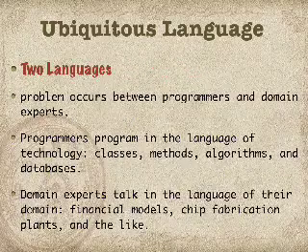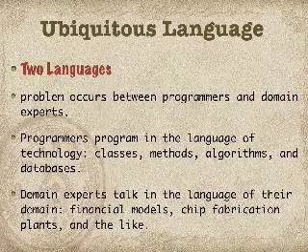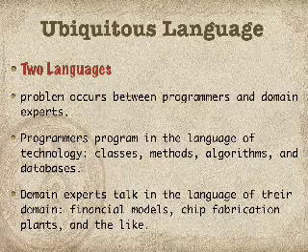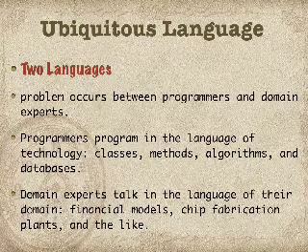Now we see that there are two languages in use. The first one is the programmer's language, which is completely technological, which talks about classes, methods, algorithms, and databases. Whereas the domain expert talks in a language of their own domain, like financial models, chip fabrication, plant breeding, etc. These are the domain experts' language. So when you have two different languages, it is very difficult to collaborate.